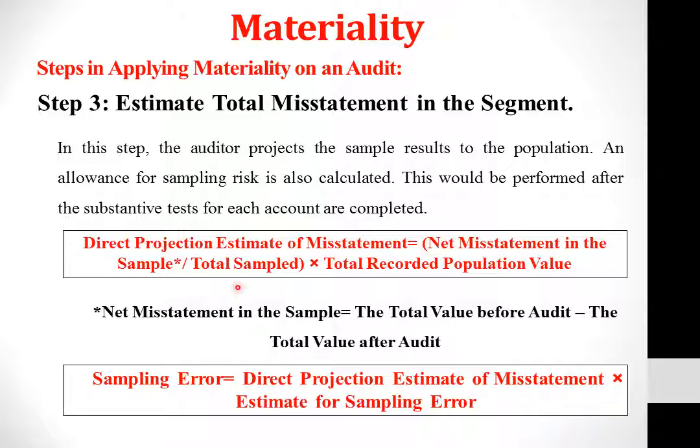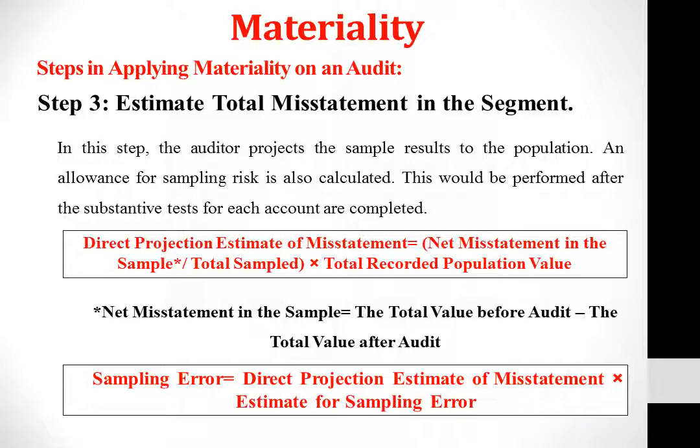لو ما قاليش ignore sampling error، يبقى total misstatement in the segment equal direct projection estimate of misstatement plus sampling error. How do we calculate sampling error? Sampling error equals direct projection estimate of misstatement multiplied by estimate for sampling error. Estimate for sampling error could be a percentage. To make it easier for us, it could be 50%. In the example, he could say to you the rate 50%, 10%, 5%, whatever the rate of estimate of sampling error, and you are going to multiply estimate for sampling error by direct projection estimate of misstatement to get sampling error. To get total misstatement in the segment without ignoring sampling error, it's going to be direct projection estimate of misstatement plus sampling error. يبقى لو قال لي هنا ignore، يبقى I am not going to calculate sampling error. لو he didn't say ignore, then total misstatement is going to be direct projection estimate of misstatement plus sampling error.